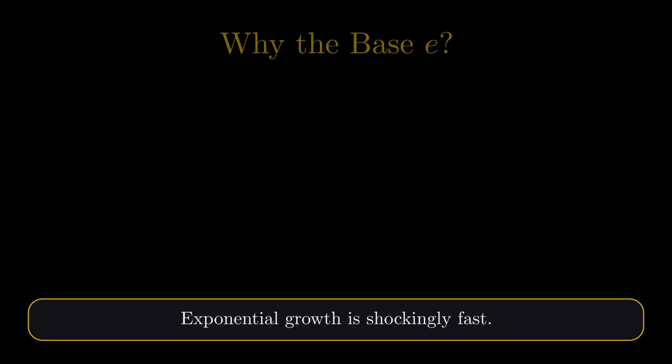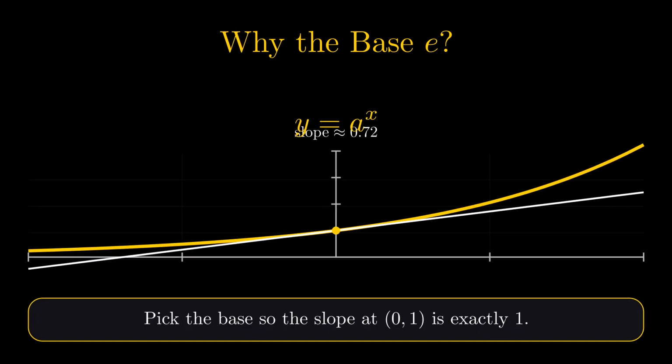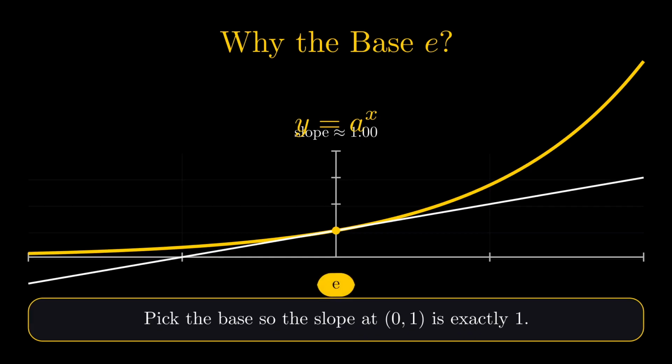So why is the base e special? Because the slope at the point 0, 1 becomes exactly 1. As you change the base, the tangent slope changes, and e is the sweet spot.